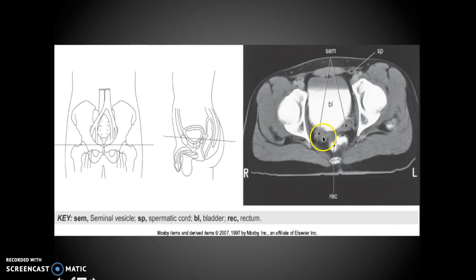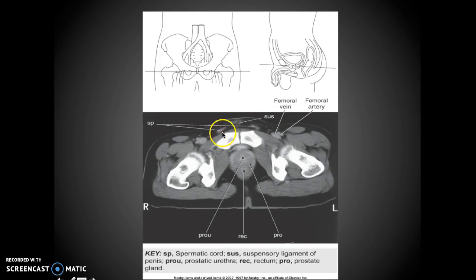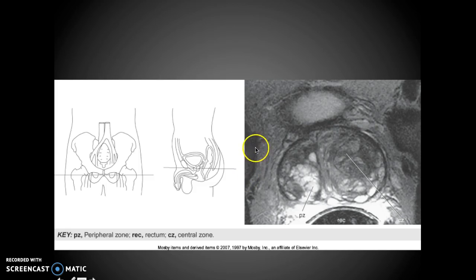Okay, so seminal vesicle on either side. Here's your rectum and then your spermatic cord. Looking at your spermatic cord, and then the suspensory ligament. Here's your femoral vein and artery with your prostate gland, and you can see your prostatic urethra right there. It's a little bright. Your rectum is posterior.